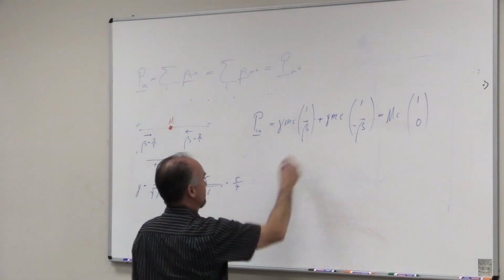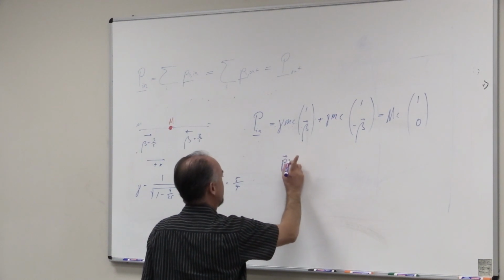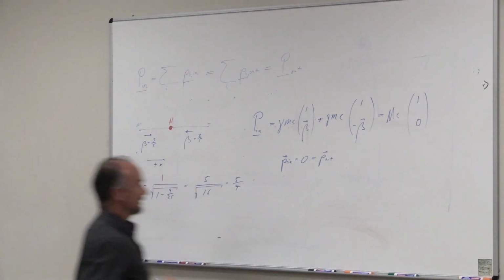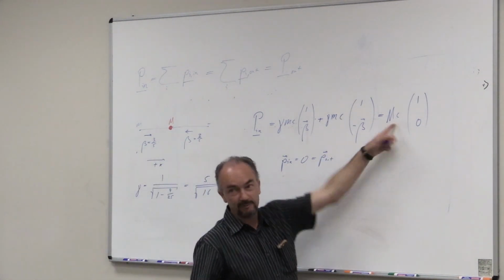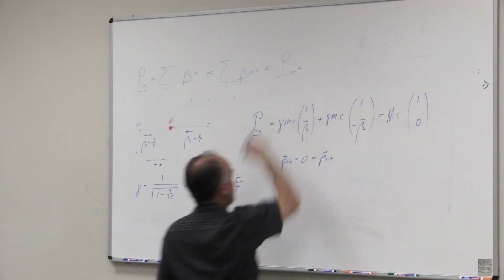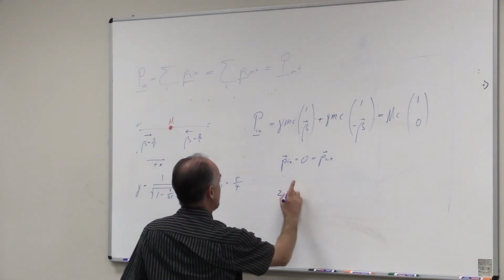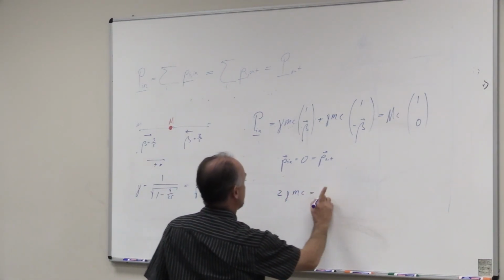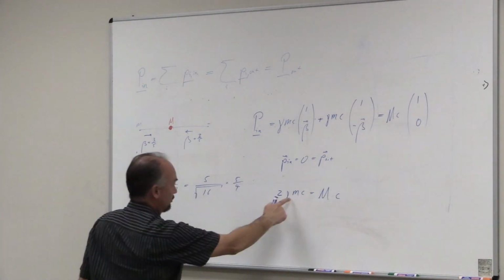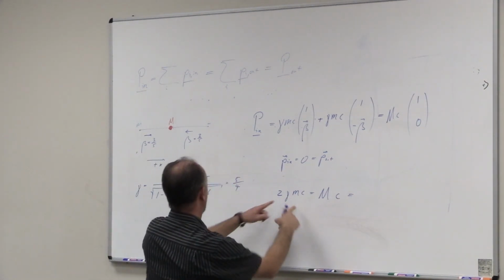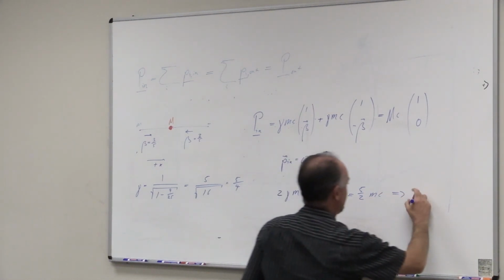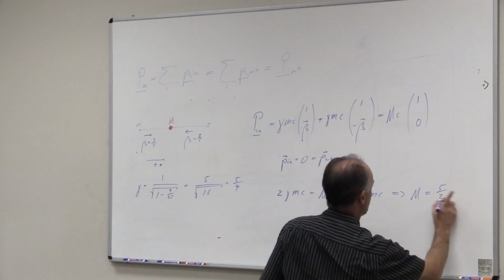Because here we have already said that the 3-momentum in equals 0, and that's the same that comes out, right? Because the final mass is at rest. But then for the time component, the 0 component, we have 2 gamma mc equals Mc, right? Now, 2 gamma is 5/2, so that means the mass that comes out is 5 over 2 m.